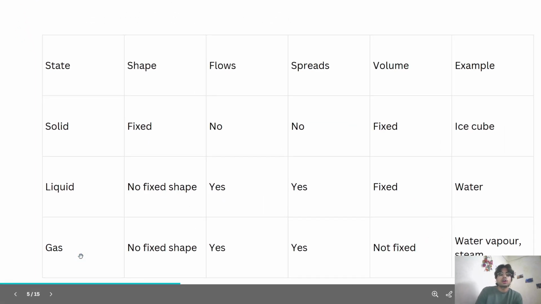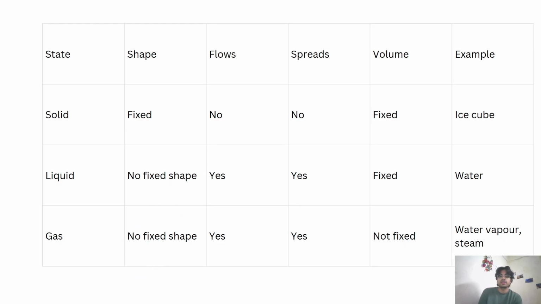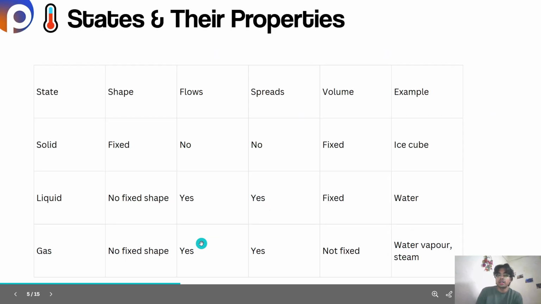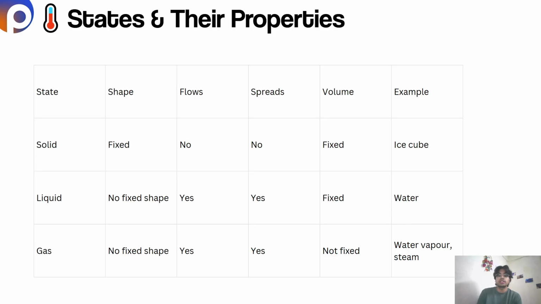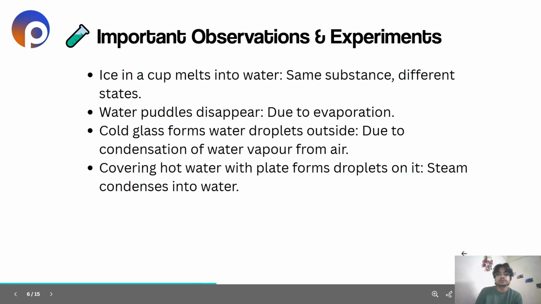Now, if we talk about the gas state of water, gas has no fixed shape too. It can compress into any shape. It also has flow. It can flow through a pipe, or it can flow through anything. It can be spread, and it has no fixed volume. The gas has no fixed volume. If you talk about solid and liquid, they both have a fixed volume, but gas doesn't have a fixed volume. Example, water vapor and steam.